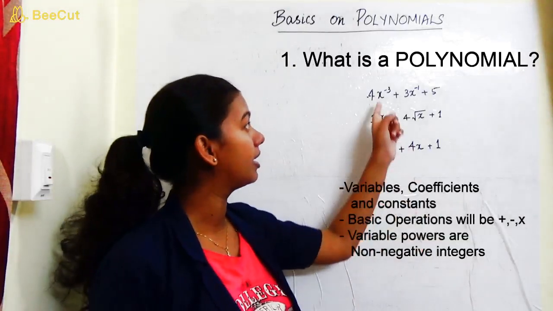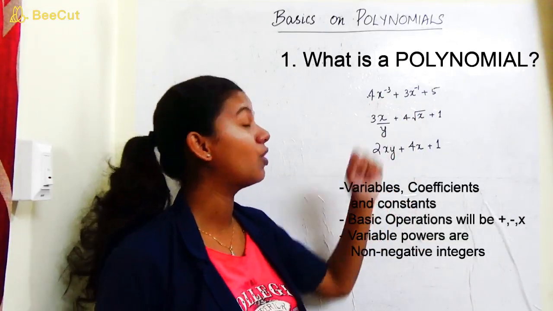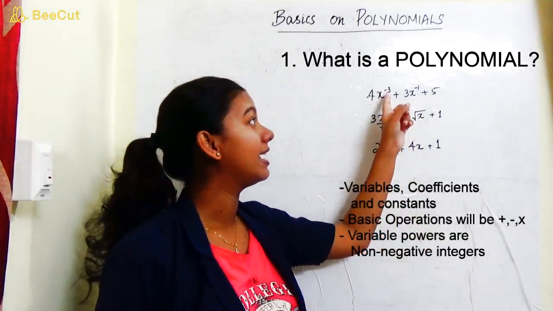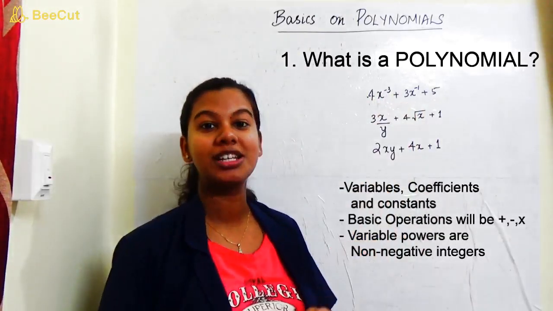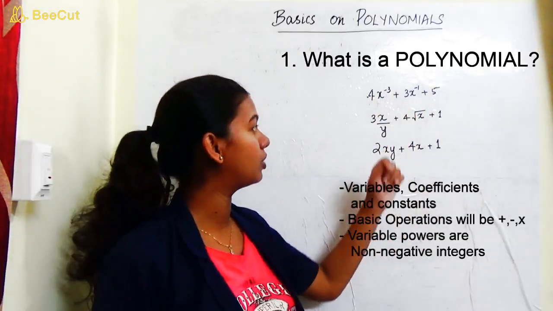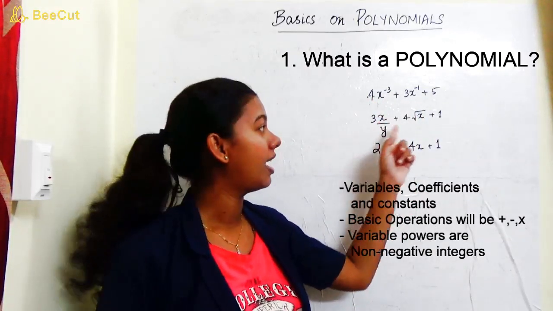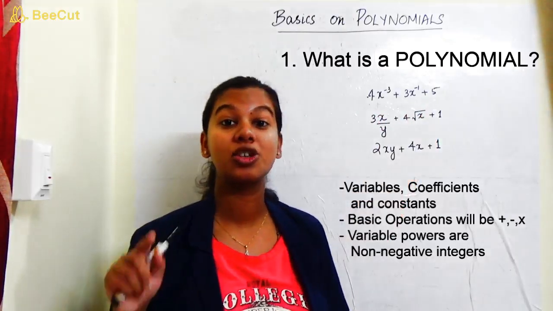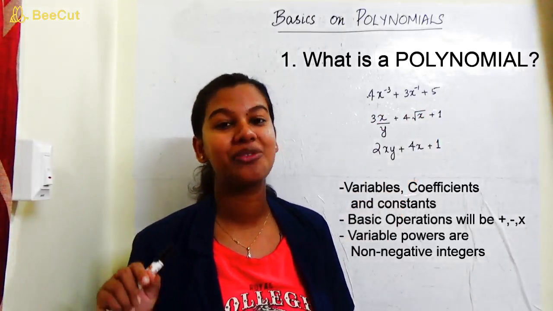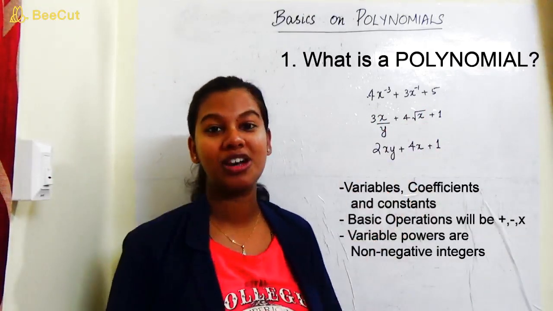For example, let's see this algebraic expression, 4 into x raised to minus 3. It is a negative integer, so this algebraic expression is not a polynomial. What about the second one? There is x by y, which is a division, and 4 into root x, that is x raised to 1 by 2. That 1 by 2 is a fraction, it is not an integer. So this is not a polynomial.